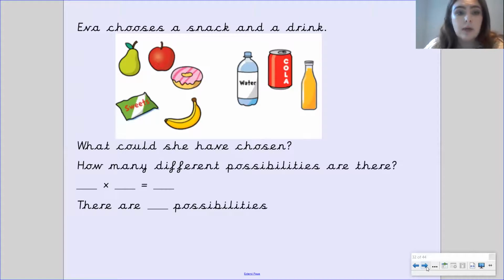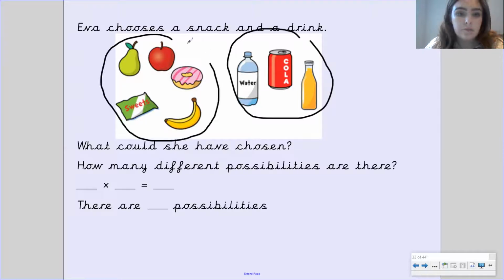Okay, let's have a go at doing that again, but with this question. So Eva chooses a snack and a drink. What could she have chosen? How many different possibilities could there be? So look at how many drinks we have and look at how many snacks we have. Pause the video to work out the amount of possibilities that we could have.